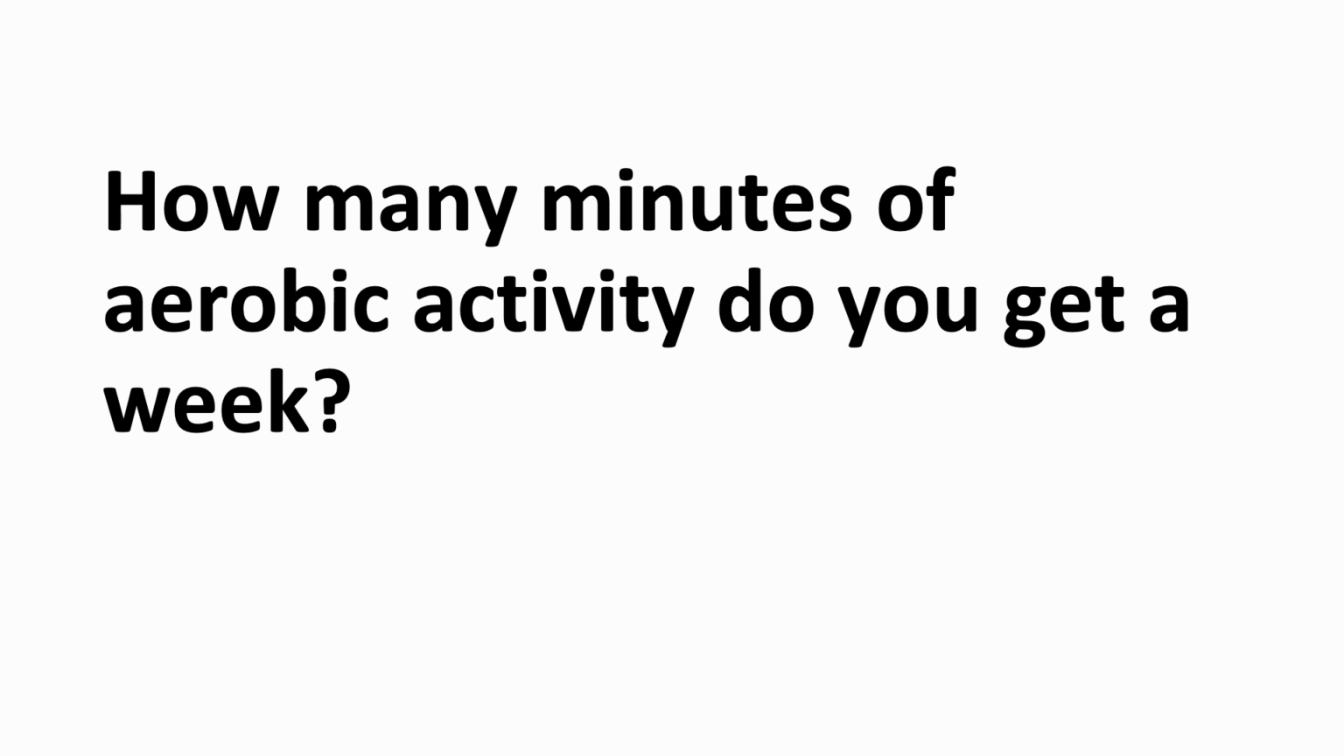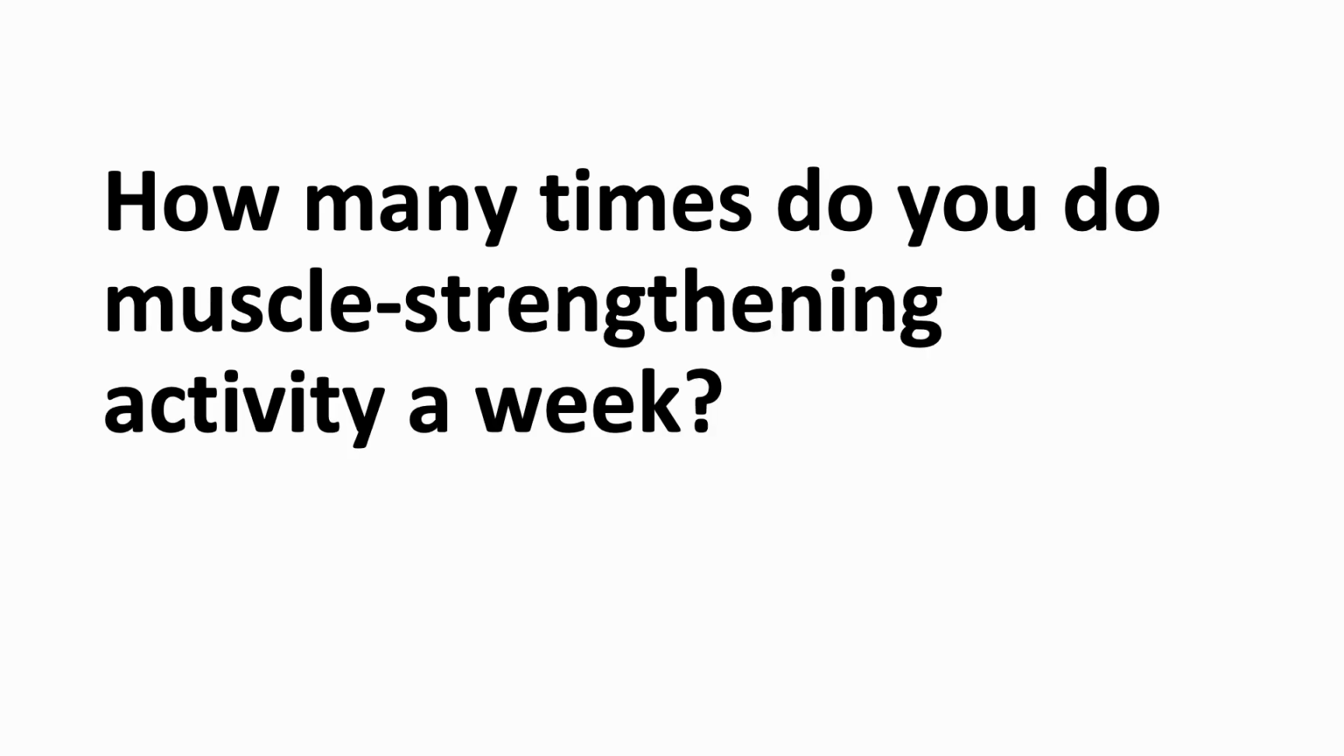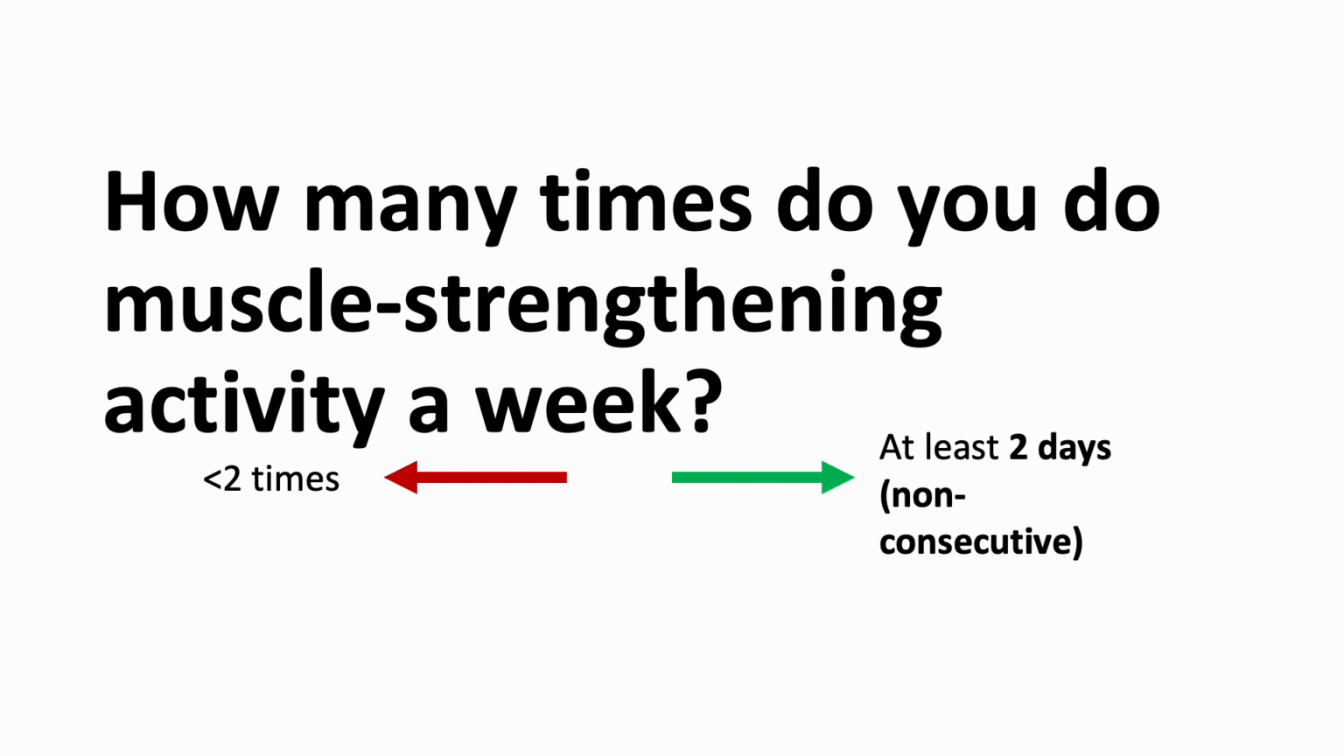So, how many minutes of aerobic activity should you get a week? Specialists say it's important to get at least 150 minutes per week. How many times should you be doing muscle strengthening activities a week? To live a healthier life, you should at least have 2 days per week of muscle strengthening activities and ensure that they are on non-consecutive days, which means not next to each other, so like Monday, Wednesday, and so on. And this will allow for good health.